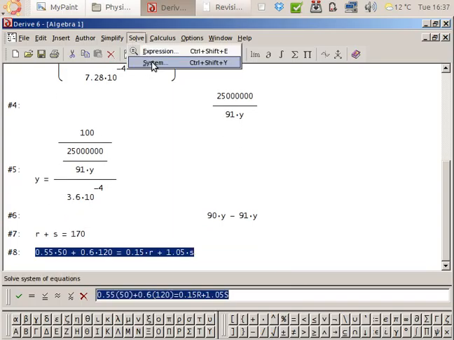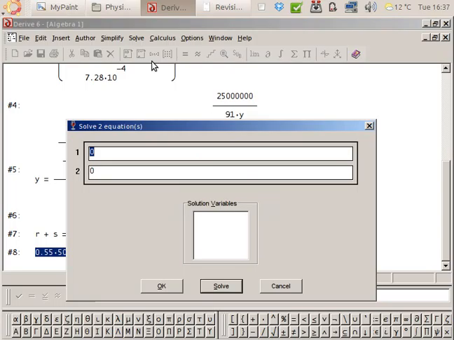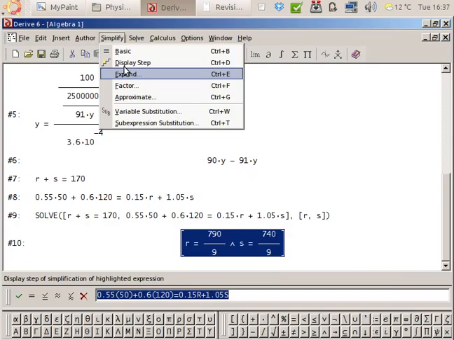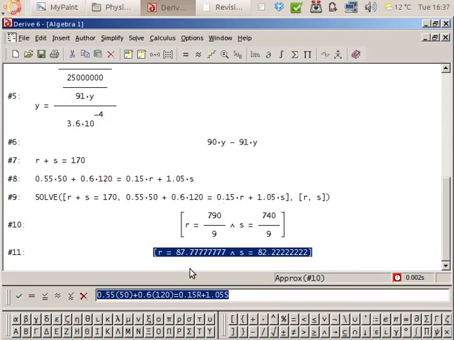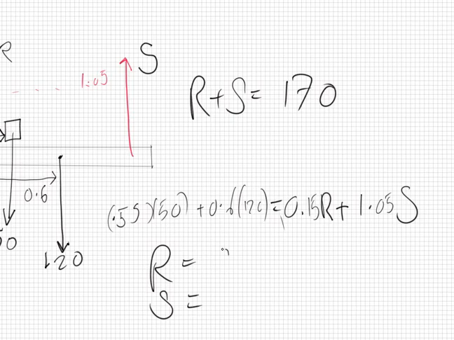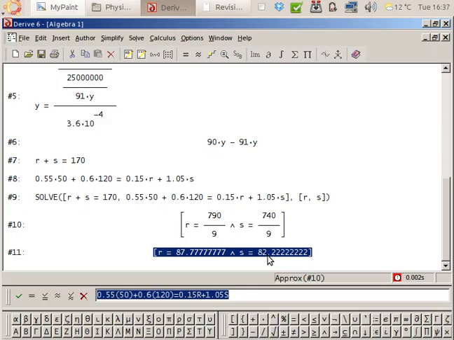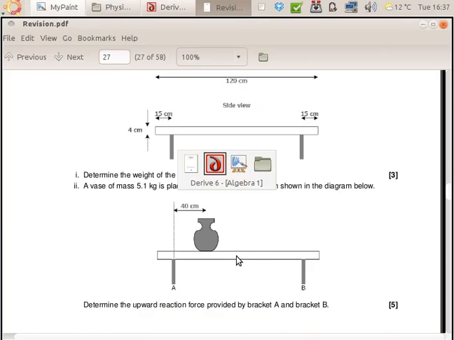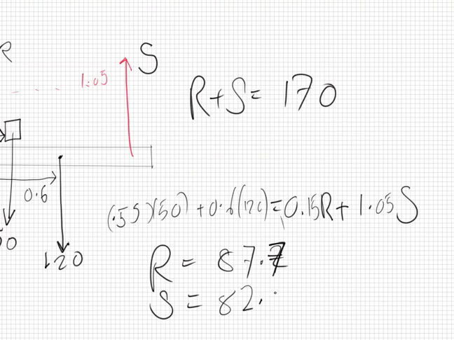Solve the system, two equations, line 7, line 8, for R and S. We'll do it as decimals. So we get 87.8 and 82.2. So the R is 87.7 and then 82 point, what did I say, 2, wasn't it? Yep, that's 120. 87.8 and 82.2. So that should be an 8 there.